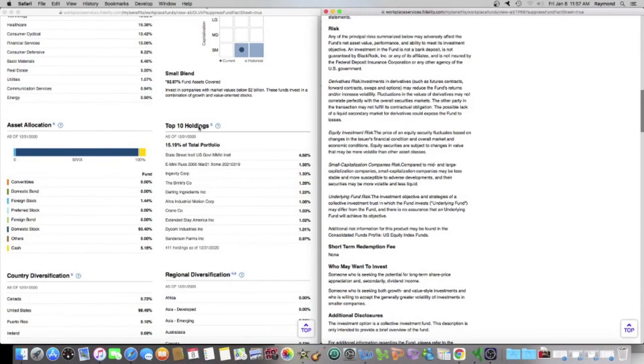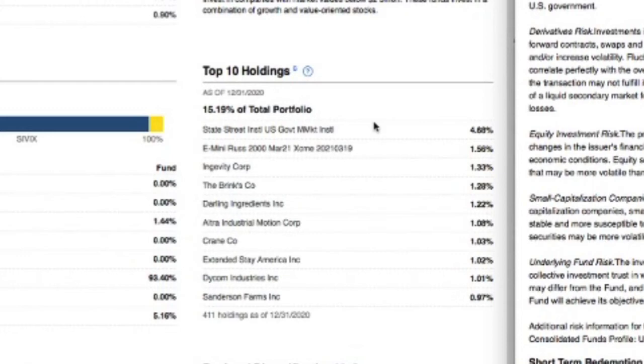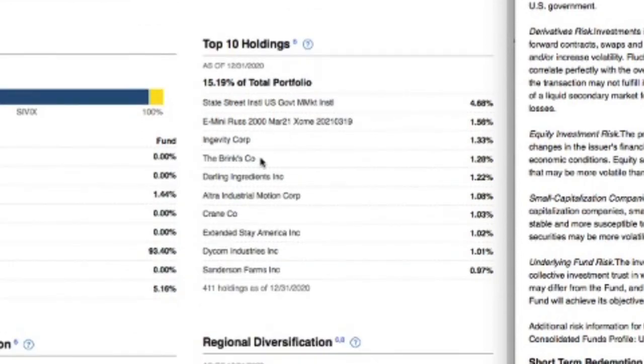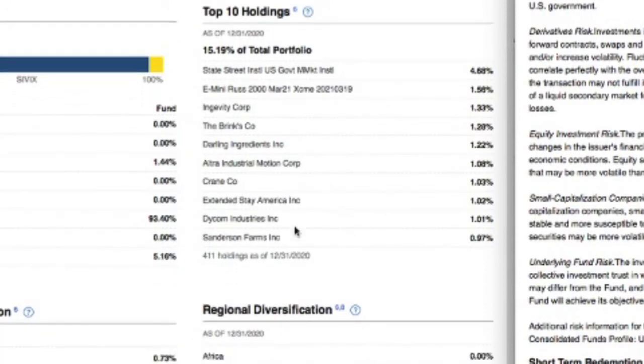I also like to look at the top 10 holdings. And the reason I look at these, I like to see if there are any companies I might recognize. So Brinks, I recognize that. Extended Stay, that I recognize. And it tells you how many holdings are in this fund. So this is important to me. I want to know if my money is being diversified. So this has 411 different companies within this fund. So if I was to put $1,000 in this fund, it's going to spread it out over 400 different companies.